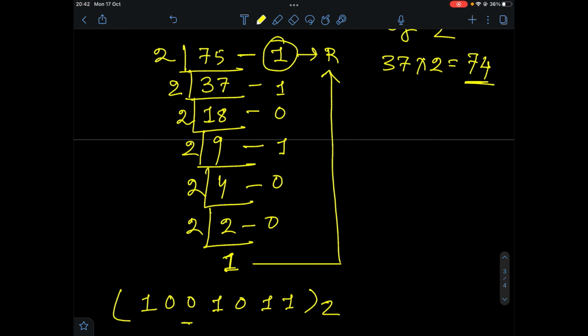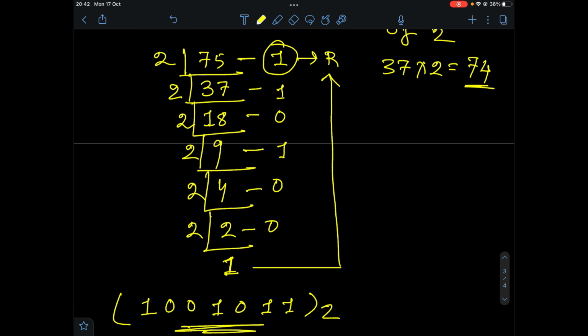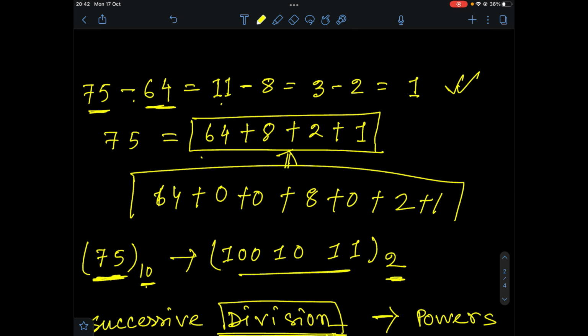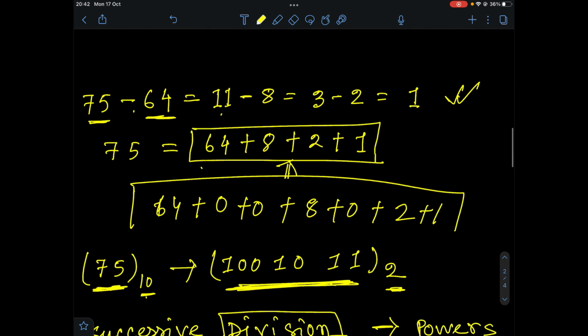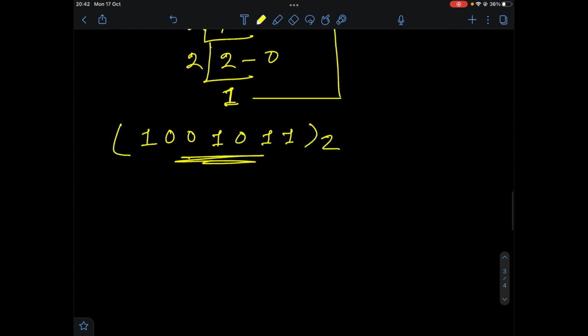Okay, so here also we have got the same answer, 1 0 0 1 0 1 1, and similarly we have got the same result in the subtraction method also. So this is the way you can convert any decimal number to a binary number.